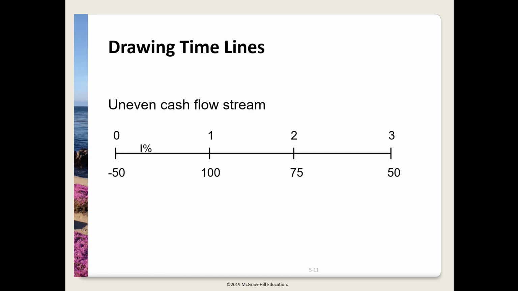This is an uneven cash flow stream where each period's cash flow is a different value. This is more common in corporate finance than personal finance. Many TVM problems are straightforward, so no timeline is really necessary. But in more complex cases, drawing a timeline to visualize when the cash flows occur can be very helpful.